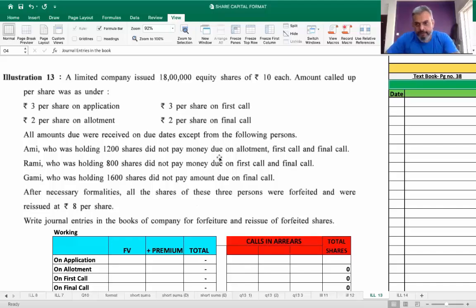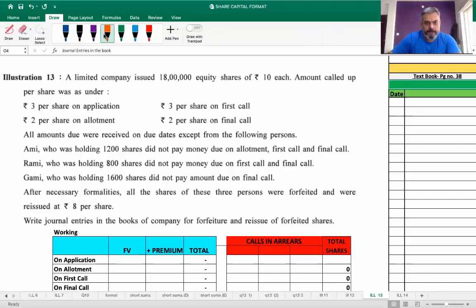Now, illustration 13, it's a nice sum for practice. A limited company issued 18 lakh equity shares of rupees 10 each. Amount called up per share was as under. Face value is rupees 10 each: 3 per share on application, 2 per share on allotment, 3 per share on first call, and 2 per share on final call.